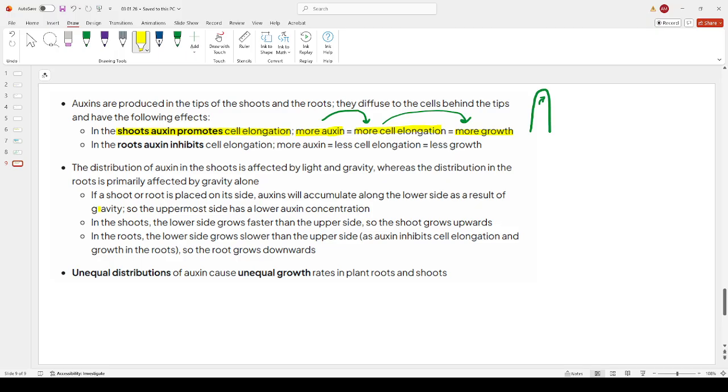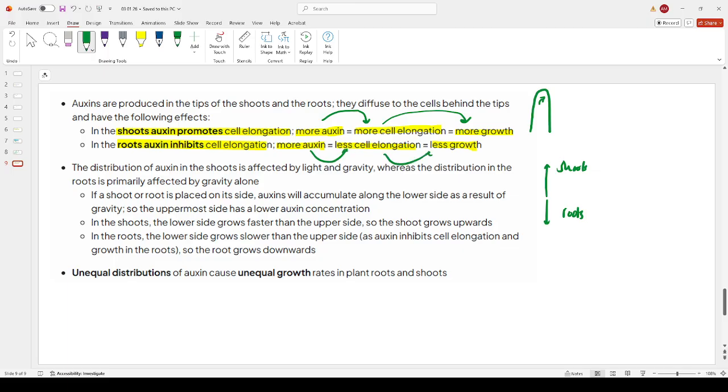Awesome. So in the shoots, remember, shoots, roots. Okay, so in the shoots, what are auxins doing? Promoting cell elongation, more auxin, more cell elongation, more growth. In the roots, auxins inhibit. They inhibit cell elongation. So more auxin, less cell elongation, less growth. That needs to be noted down as well.